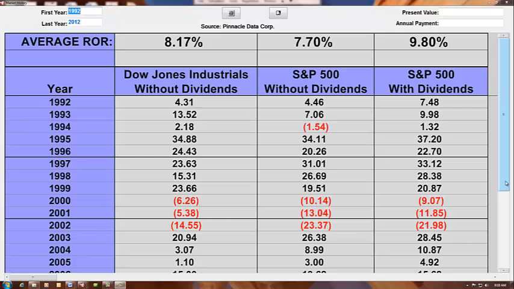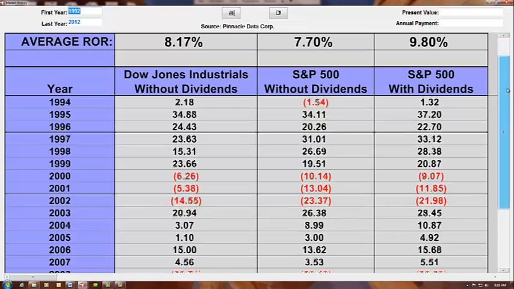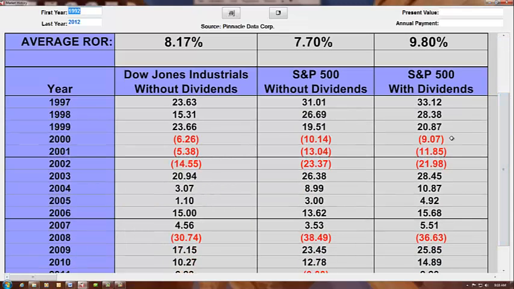This first chart that I have up is market history from 1992 to 2012, over the last 20 years. You'll notice here that the best of the best, the S&P 500, had an average rate of return of 9.8%. You'll also notice that there were 4 crashes starting in 2000, 2001, 2002, and 2008. These 4 crashes have an average of a 20% loss. We'll come back to these 4 crashes in a moment.